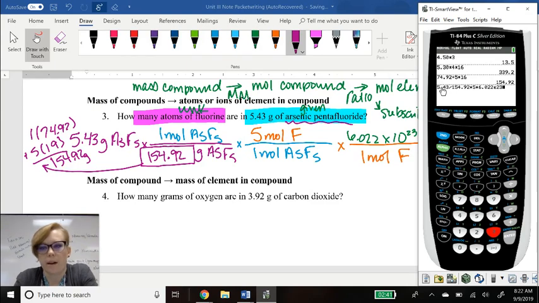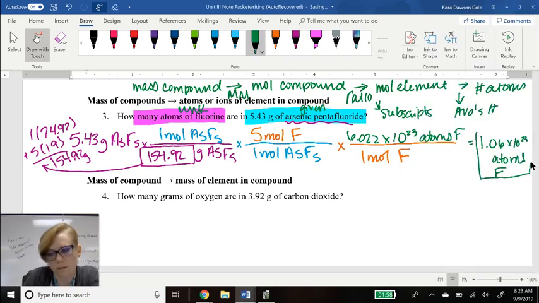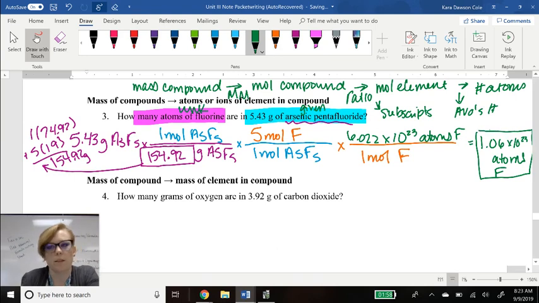Once I have all my numbers in there, then I can calculate. I have 5.43 divided by 154.92, times 5, times 6.02, second EE, so remember to use that EE button, times 10 to the 23rd. That gives me 1.055365995 times 10 to the 23rd. Again I'm looking at my sig figs. I've got 3, so I need 3, so 1.06 times 10 to the 23rd atoms of fluorine.